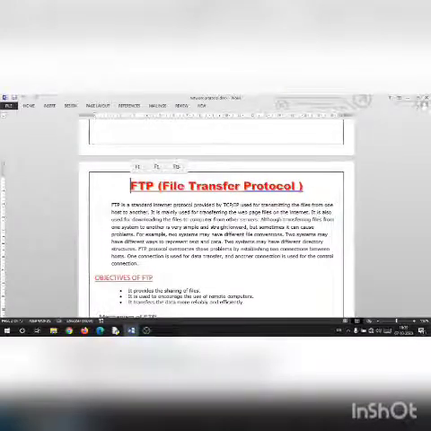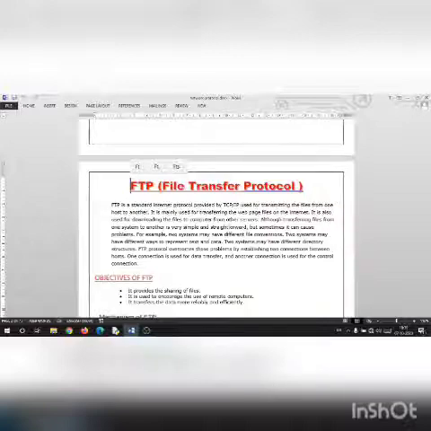Two systems may have different file conventions. Some systems work on ASCII, some on Unicode, so the file version is mismatched, and this is a problem. Two systems may have different ways of representing data and text also. Two systems may have different directory structures, like Mac has a different directory structure and Windows has a different directory structure.